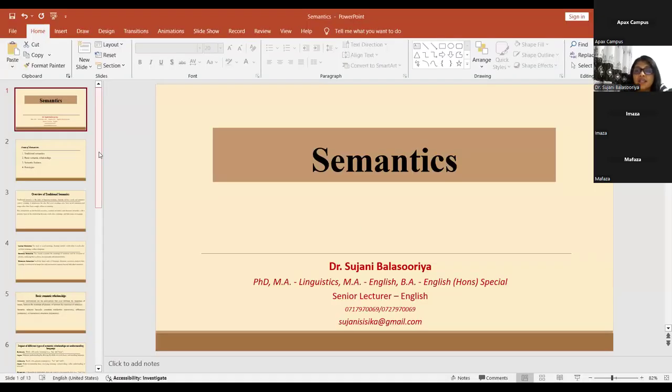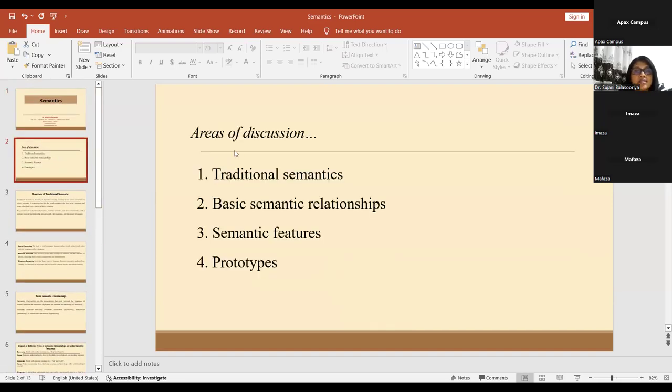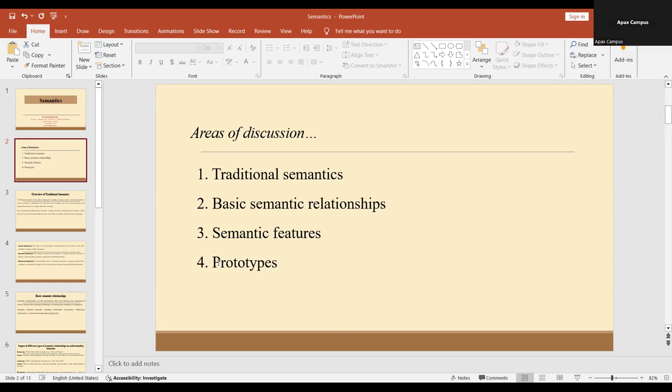Actually, I very quickly had the discussion on these areas. This is a brief overview on traditional semantics, but I think I gave you some basic understanding about different semantic relationships, semantic features, and this particular concept called prototypes. But remember, when we talk about semantics, these are not the only components. There are so many other areas related to the field of semantics, but I touched upon very brief and commonest components only. If you have anything to get clarified, these few minutes are for you.